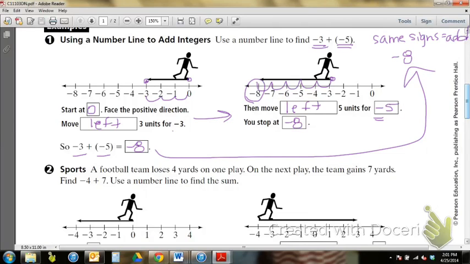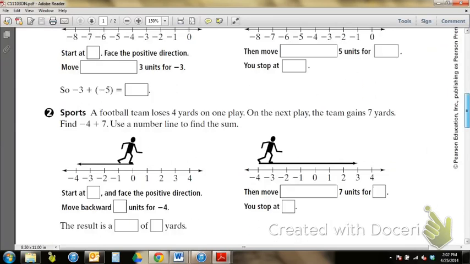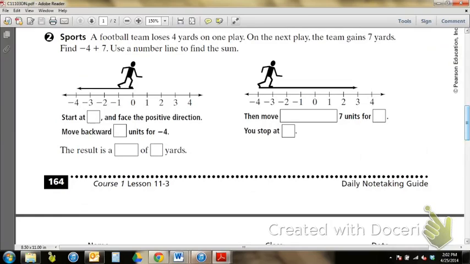So let's try one with different signs. Okay, a football team loses 4 yards on one play. On the next play, they gain 7 yards. Well, a loss of 4 yards is going to be negative 4. And a gain of 7 yards is going to be a positive 7. Use the number line to find the sum.